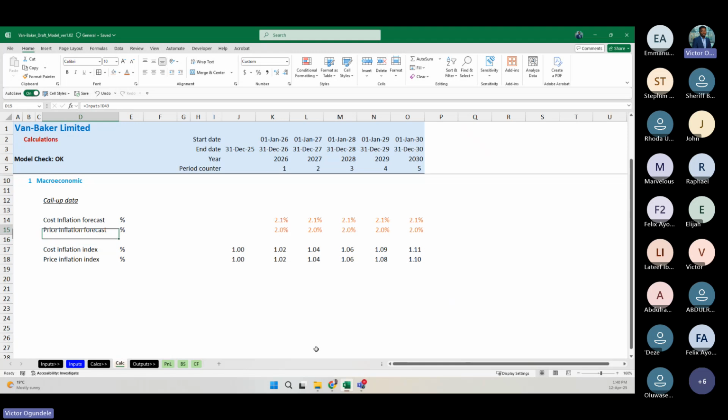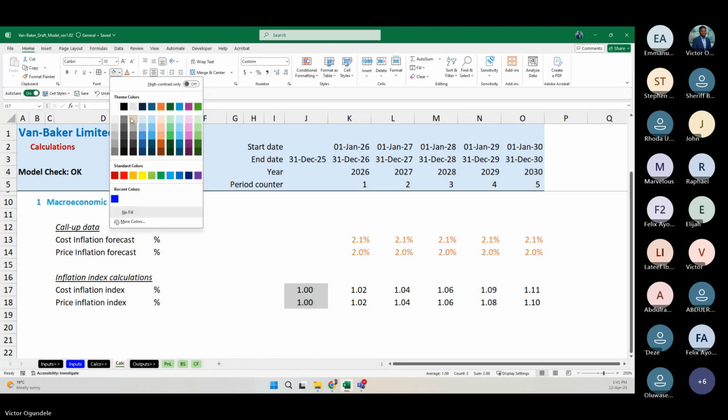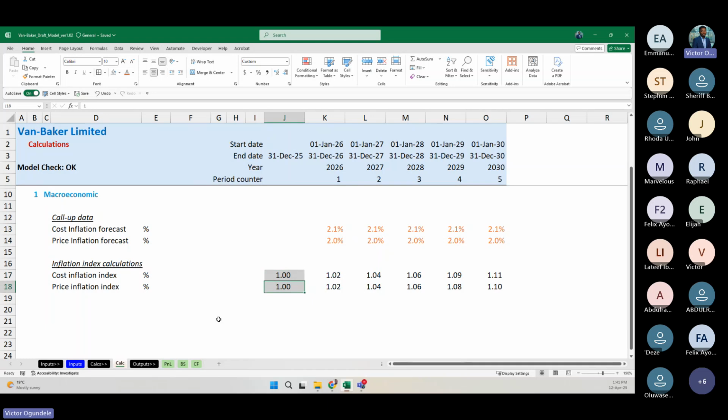Maybe I don't need to put that much space. Then let's just call this calculations: inflation index calculation. It's always good to make sure it reads like a textbook. As a modeler, build your model in such a way that you don't want anyone to ask you unnecessary questions. So let me put a call-out so they know this is intentional and they don't need to delete it. Build it so it reads like a textbook: someone can see this is the header and this is what you've done here, to avoid unnecessary questions.